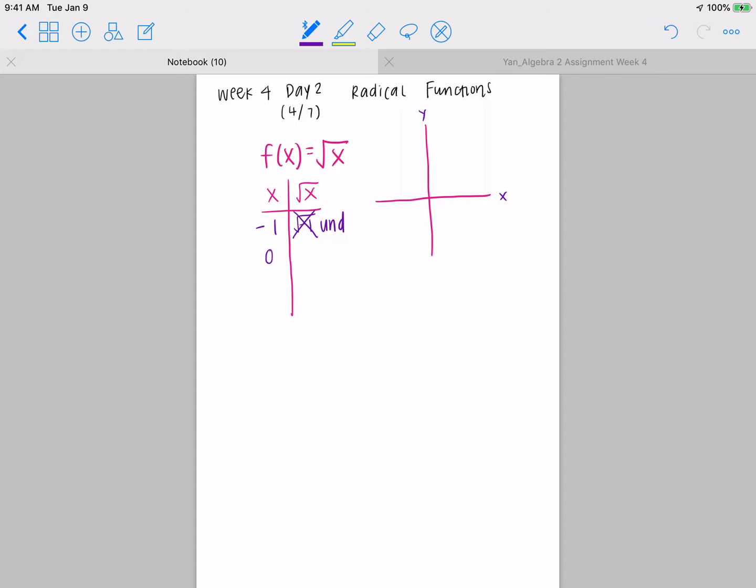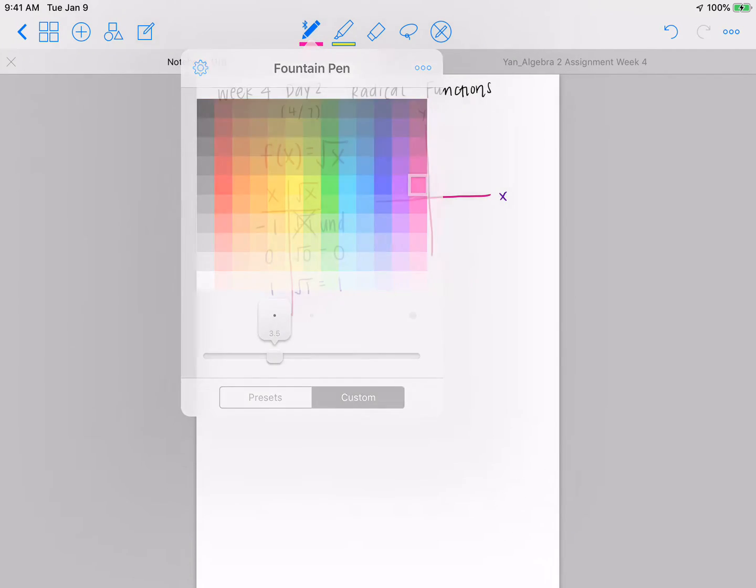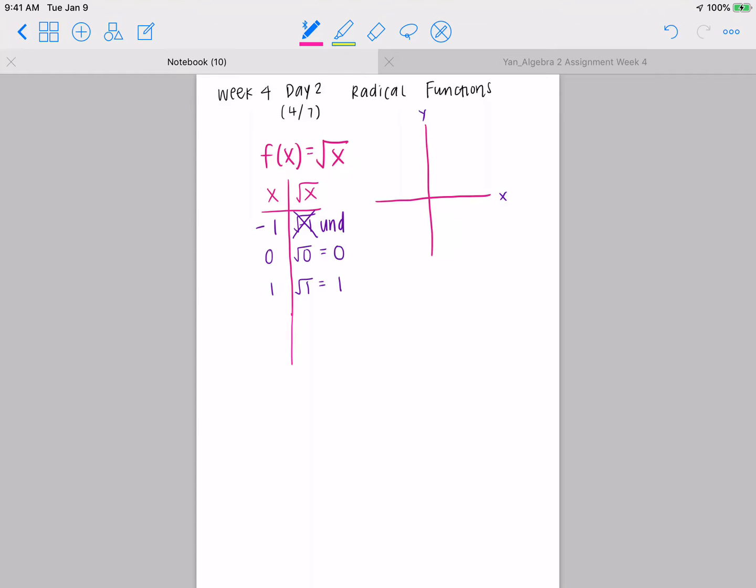So I'm going to try to put in 0 and 1. Put 0 in there, square root of 0 equals 0. Square root of 1 equals 1. The next number that I should try should be something that when I square root it, it's going to give me a nice number. So the next one I'm going to try is 4. Square root of 4 gives me 2. Put 9 in there, this is going to give me 3.